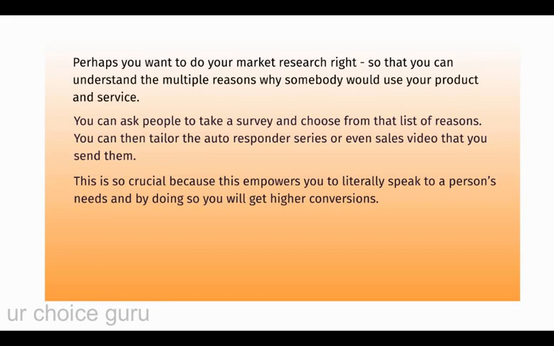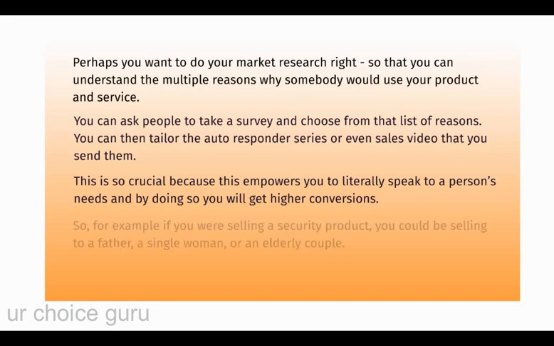Does that make sense? So let's say, for example, they have choices 1, 2, and 3. If they choose number 1, they get sent to a different email autoresponder and a different video sales letter that talks about that specific need. And let's say, for example, that they choose number 3, then they get sent to a totally different sales letter or sales video and a different email autoresponder series that is tailored to that specific need. So hopefully that makes a little bit more sense, but we're going to give you practical examples.